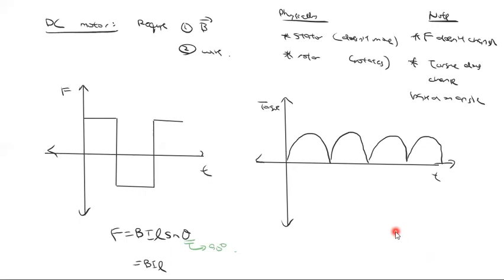So that's basically what the torque aspect is about. Now, there is a back EMF aspect. Back EMF relates to electromagnetic induction. It refers to the fact that as the coil spins, it will experience a change in flux.